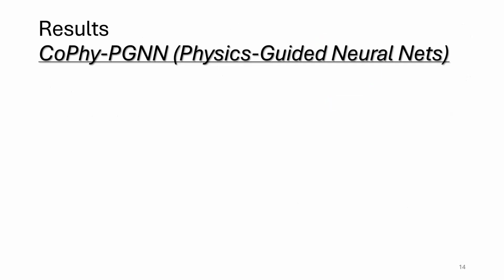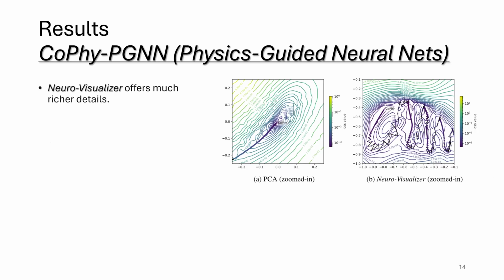Now that we have explained the method itself, let's take a look at some of the results we have. If we take Coffee PGNN, a KGML model that performs eigen decomposition as an example, and visualize its loss landscape using both PCA and the Neuro-Visualizer, we can see that the latter offers much richer details. More specifically, we can see that what looks like a simple minima here using PCA is actually a loss landscape that is riddled with many local minima.